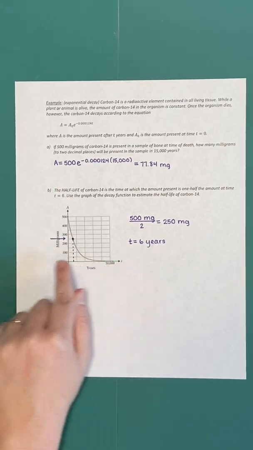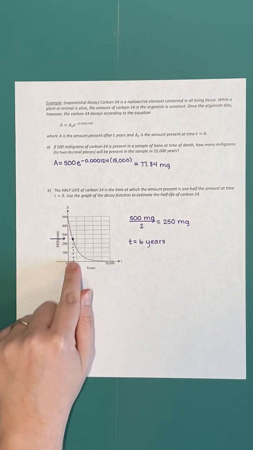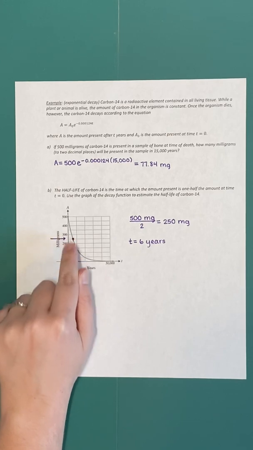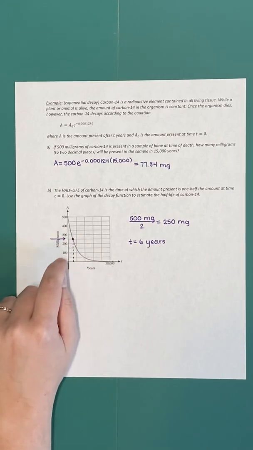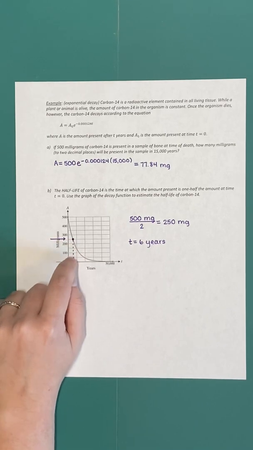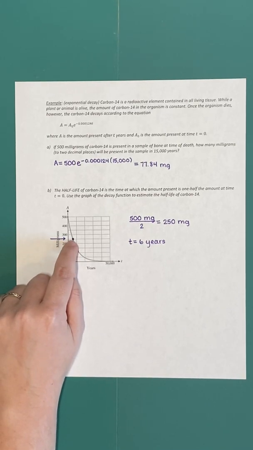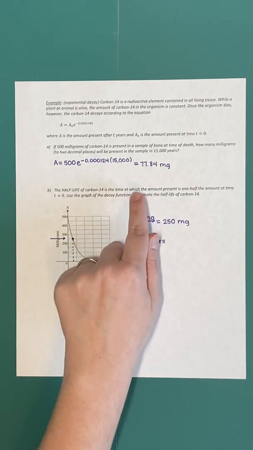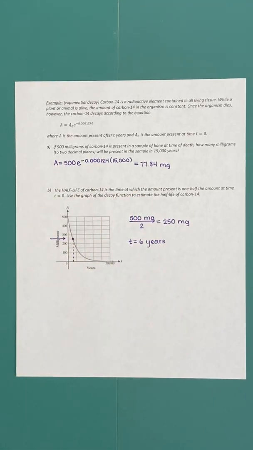So if we're looking at the t-axis, what we want to know is what's the value of t associated with an amount of 250, halfway between 300 and 200. So in other words, we want to know what's the value for t associated with this particular location on our graph. And notice it does say estimate. We don't have an exact value here. We're just estimating based on what we see from this graph.